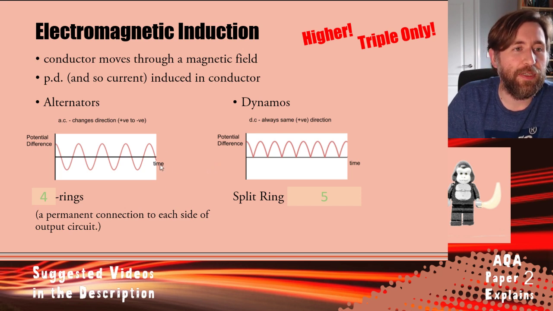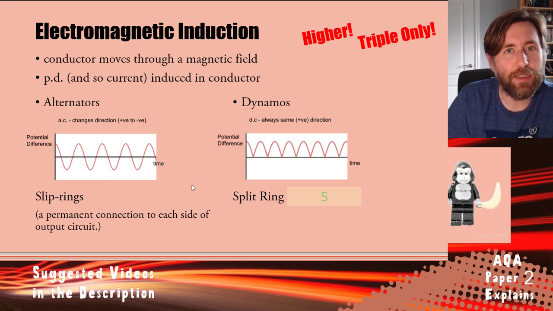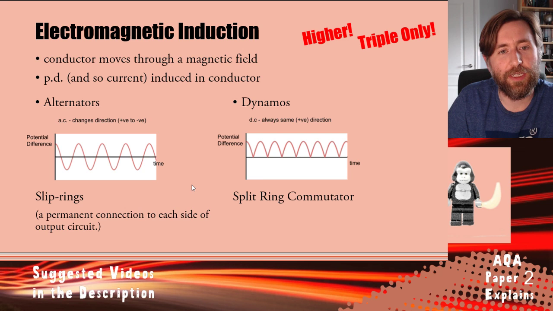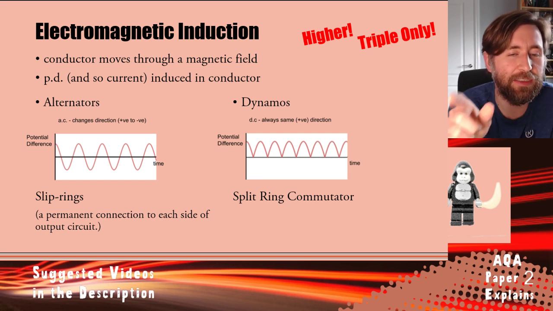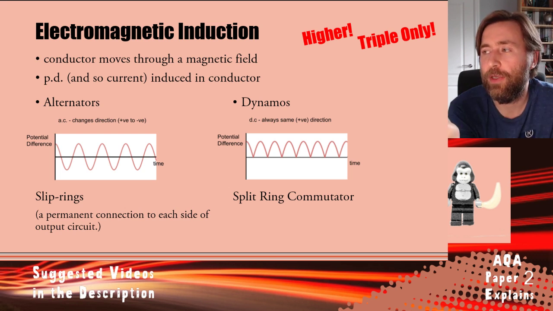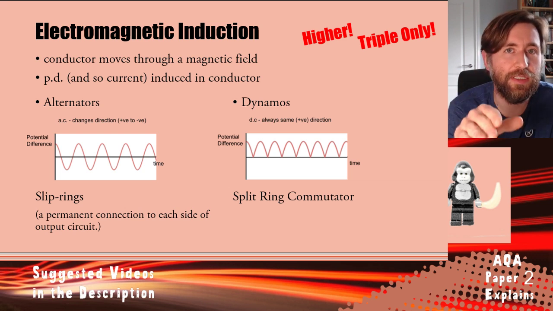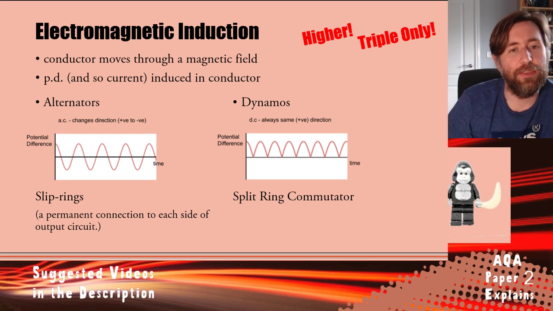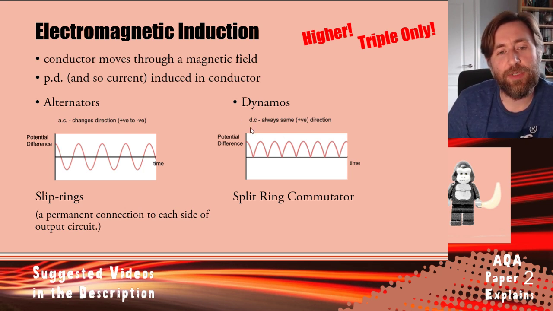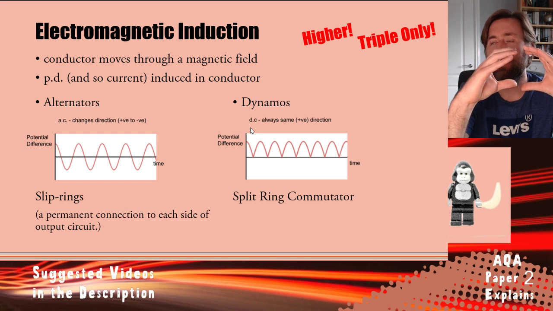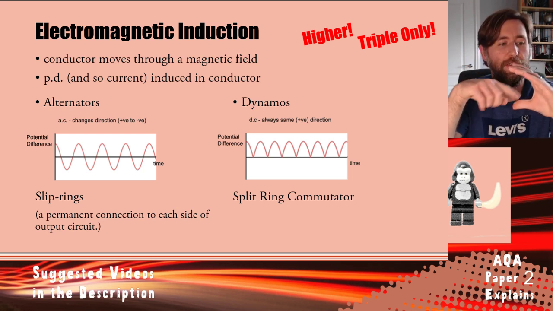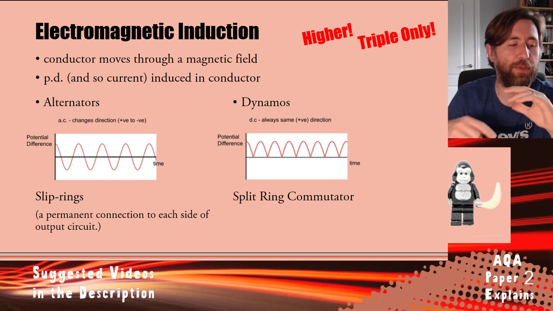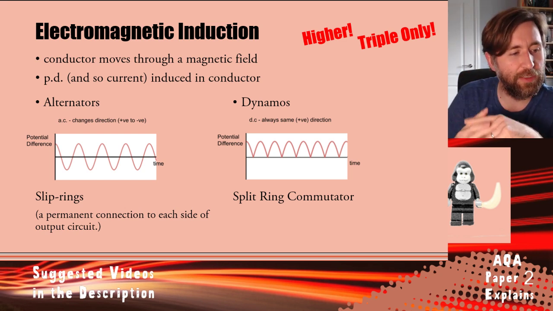Okay, and an alternator has slip rings, and a dynamo has a split ring commutator. A dynamo produces DC, and it's changing DC. It's up and up and up, but it's never negative, so it's always DC. And a dynamo has a split ring commutator, so that's like this, which again changes connection every half turn, meaning that it's always positive, positive, positive. Yeah, definitely useful for Edexcel as well.